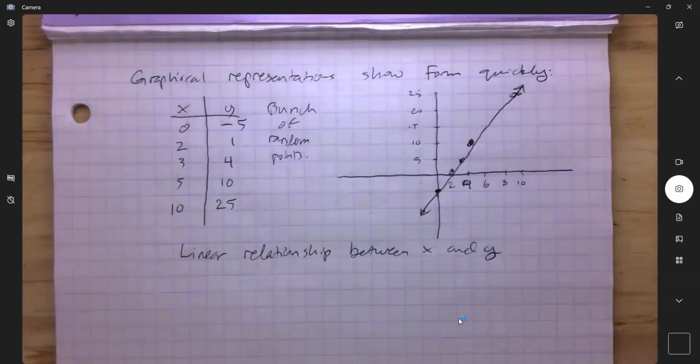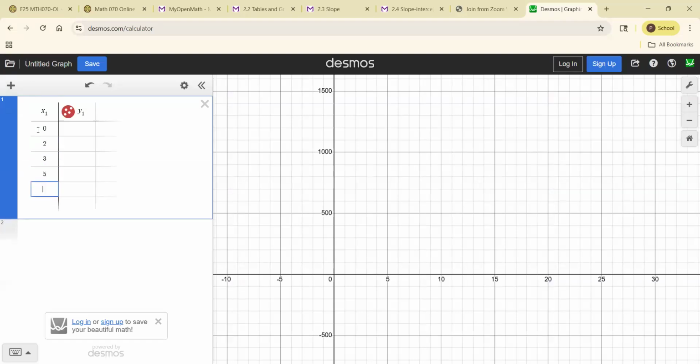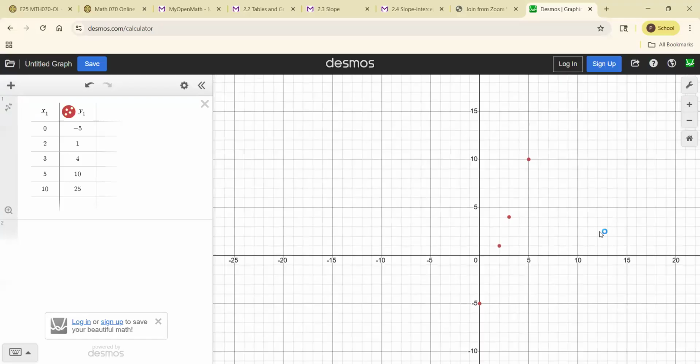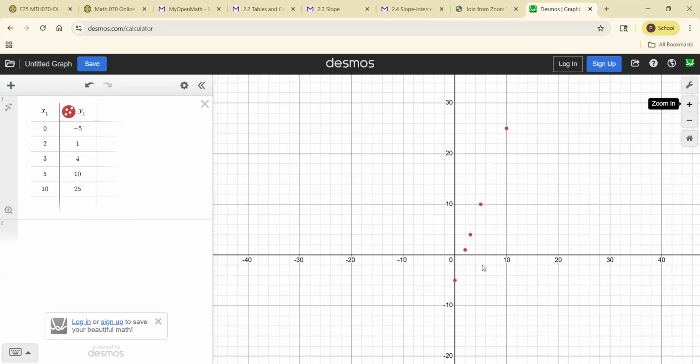Just to show you how it actually is linear, I'm going to switch over to Desmos and put those points in. As a table, I had 0, 2, 3, 5, and 10 for the x, and the y's were -5, 1, 4, 10, and 25. Notice my scale is really bad. If you click the home button, it resets to the basic scale. And you can zoom in and out with the plus or minus, or just your standard mouse or trackpad zooming. Double click doesn't zoom it in. I thought maybe it did. But there we can see, yep, those do look like they lie pretty much on a straight line. And so this is a linear relationship.